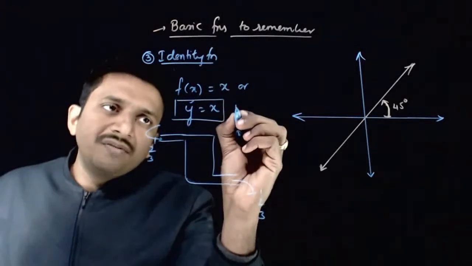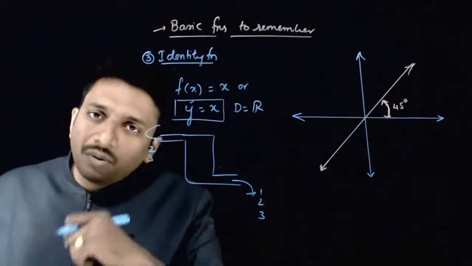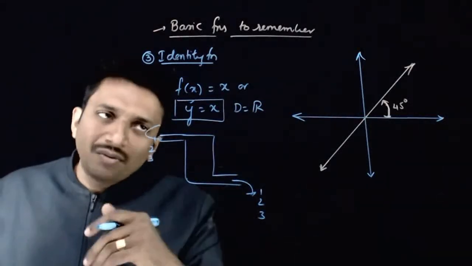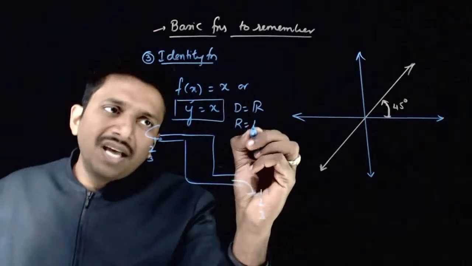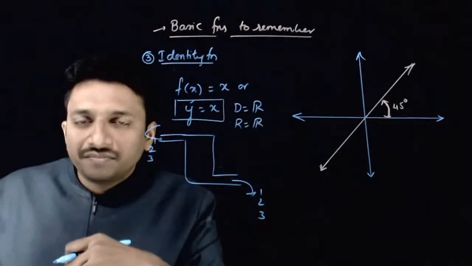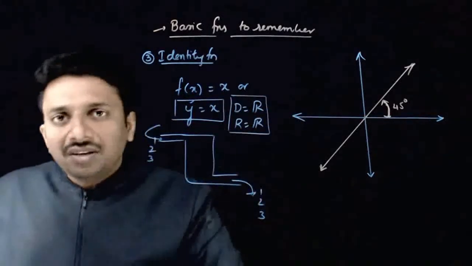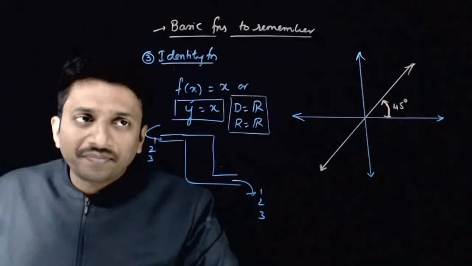So what is the domain of this function? The domain is all real numbers, because any real number can go in, because it is giving the same value outside. And what is the range of this function? Any real number, because whatever is going in is coming out. So both the domain and range of this function is real numbers.